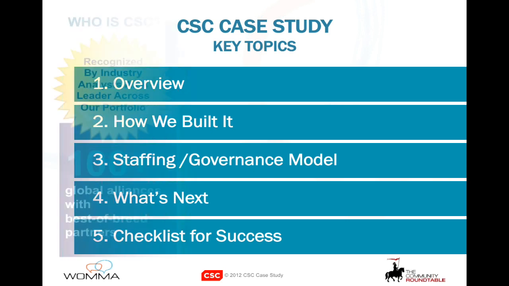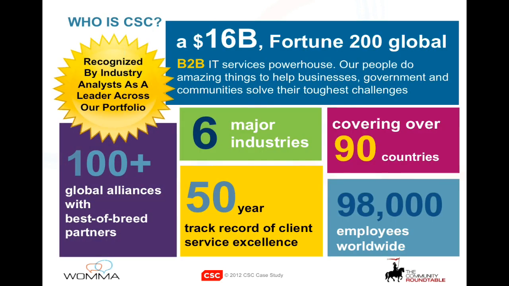Before we get started, let me level set a little bit about our company and what it is that we do and what industry we work in. We are a Fortune 200 global IT services provider. We have over 98,000 employees across the globe providing IT and business services consulting and solutions in 6 industries in over 90 countries. So as a consulting organization, we do tend to have a higher percentage of knowledge workers in our business.